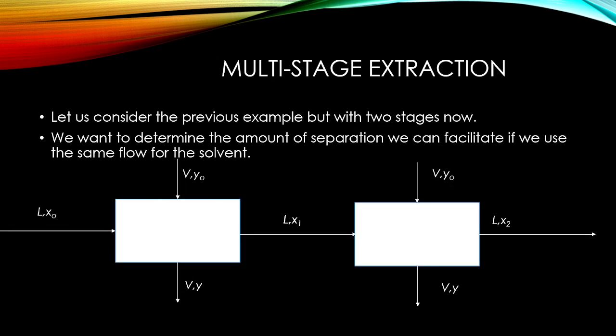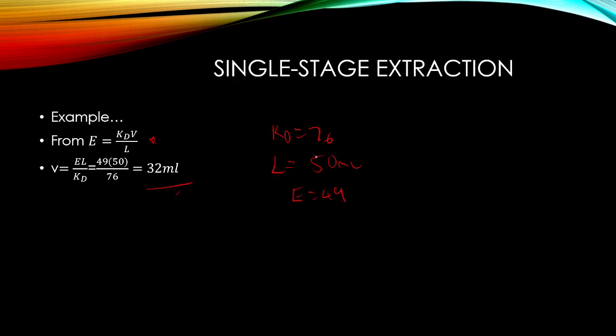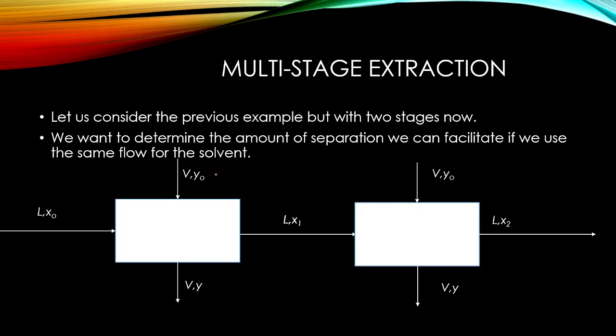Now we want to consider multiple stages. We are going to use the volume we had from the previous question. So the volume of solvent that we used was 32 ml. We are going to use the same thing, but this time for two stages. And we are assuming that we are still working with a pure solvent, so our y naught is still going to be 0.